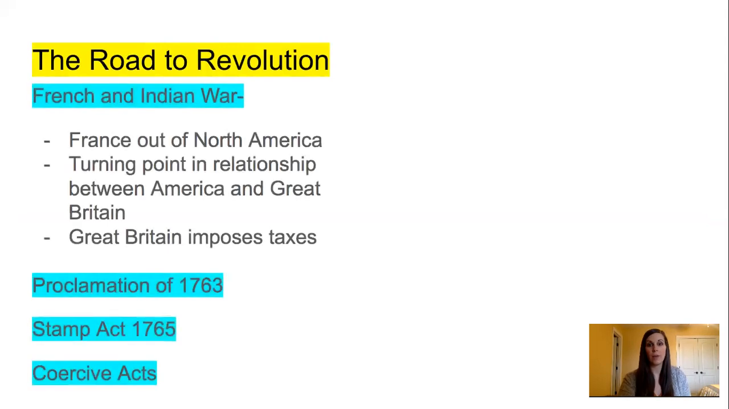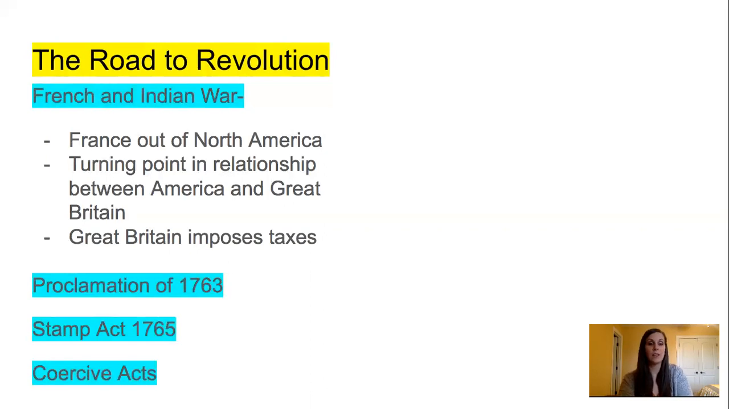So if you remember, that one started over land disputes in the Ohio River Valley between the British and the French. So it's those two fighting with the help of the colonists. The British win, so the French are kicked off of North America. And it's a big turning point between the relationship between the colonists and Britain. Because of the debt that the British incurred during the war, they start taxing the colonists, which they don't like, as you know.